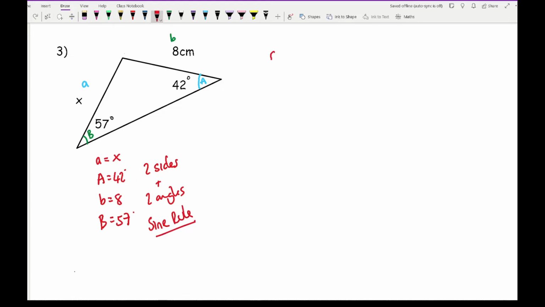Now for the sine rule, I've got a over sine A equals b over sine B. Now again, you could flip those fractions, so sine A and sine B are the numerator, but it doesn't make a difference as long as on both of the fractions the numerator is representing the same thing. So either sides, both sides, or both angles, it's all good. But I'm going to go for this because it's always the one I always use.